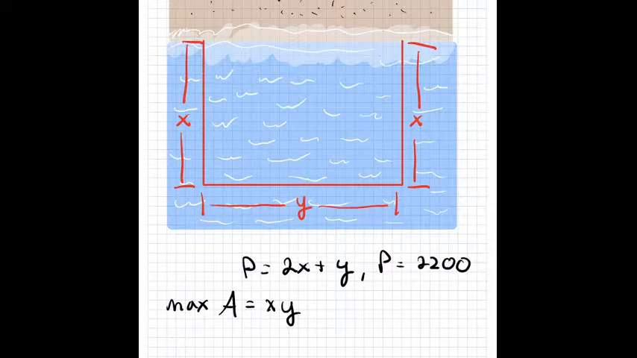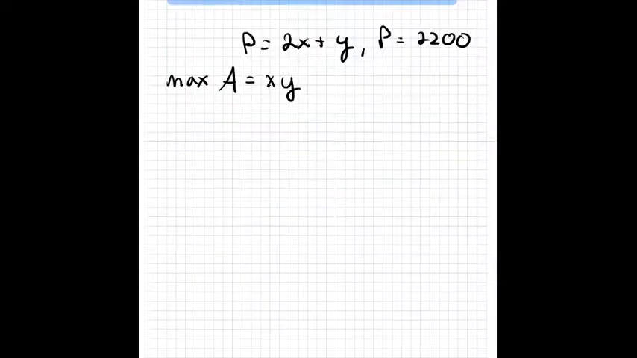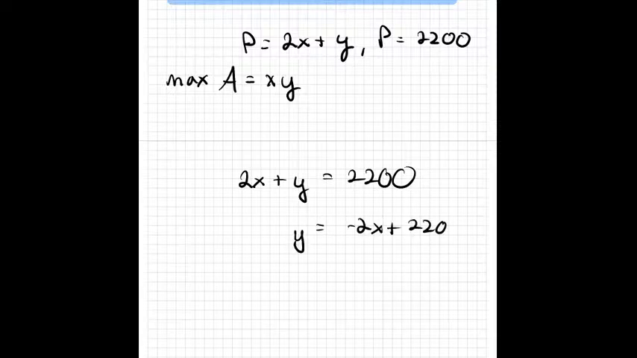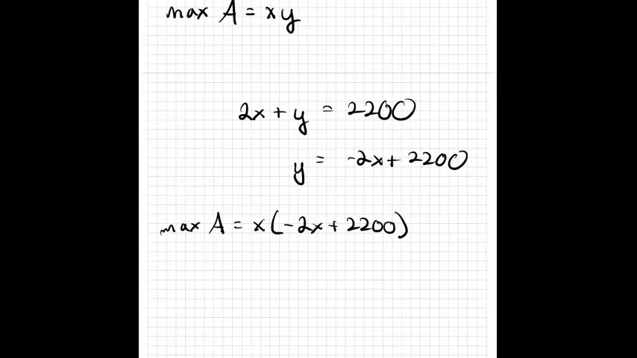So then we'll have 2x plus y equals 2,200. This one should be easy to solve for y, so we get y equals negative 2x plus 2,200. Now we're going to take this and plug it into our area formula. Again, we want to maximize the area, so that's x times y, but y is negative 2x plus 2,200. All right, so now we're ready. Let's distribute. Then the area is going to be negative 2x squared plus 2,200x.